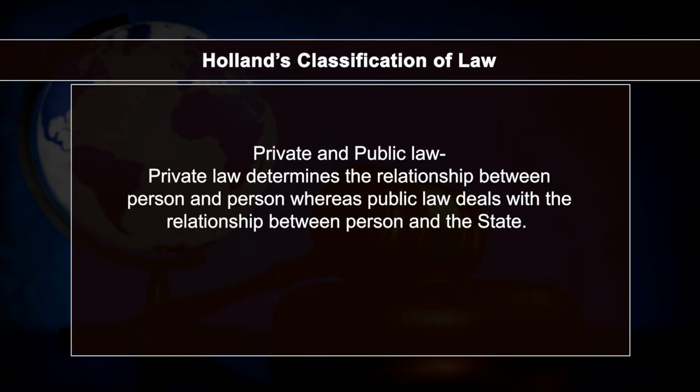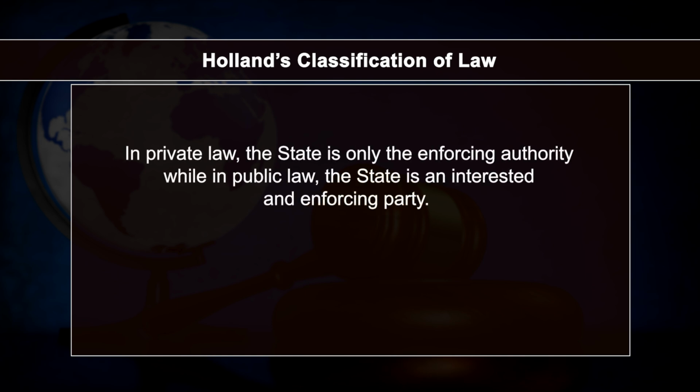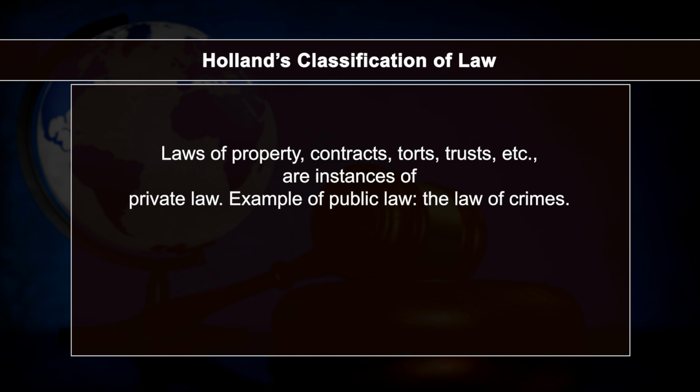Holland classified laws according to their functions. He classified law into the following 5 categories. First one is private and public law. Private law determines the relationship between person and person, whereas public law deals with the relationship between person and the state. In private law, the state is only the enforcing authority, while in public law, the state is an interested and enforcing party. Laws of property, contract, torts, trust, etc.